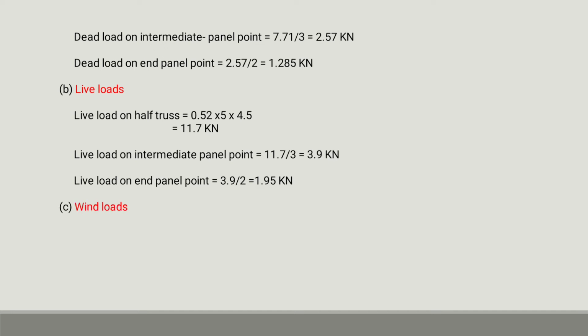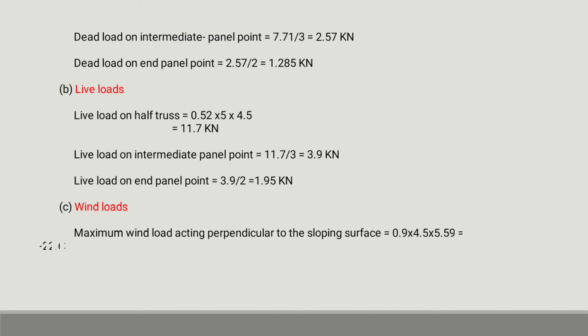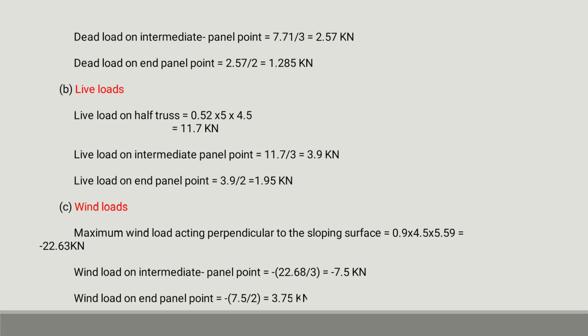Then C is the wind load. The maximum wind load acting perpendicular to the sloping surface is equal to 0.9 into 0.9 is the wind load, and 4.5 is the spacing, and 5.59, which is equal to minus 22.63 kilonewton. Then wind load on intermediate panel point is equal to minus 22.68 by 3, which is minus 7.5 kilonewton. So wind load on end panel point is equal to minus 7.5 divided by 2, which is 3.75 kilonewton.